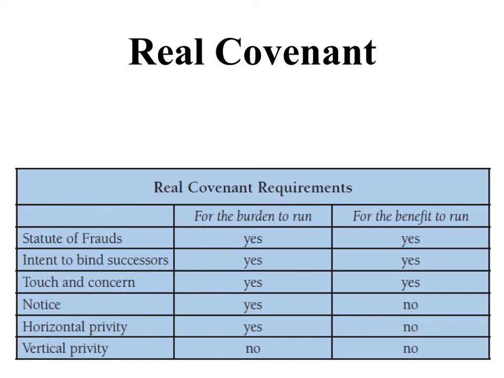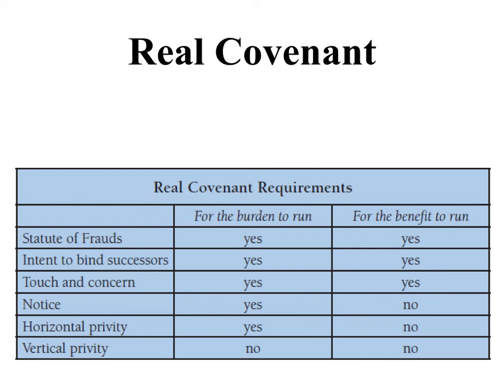For the more modern rules, we have gotten rid of the need for vertical privity for the burden to run. For the benefit to run, you only need 3 of the 6 elements.